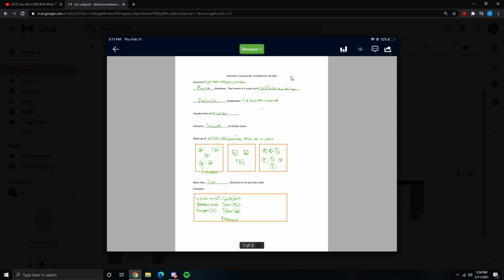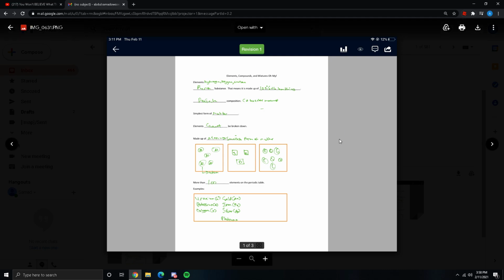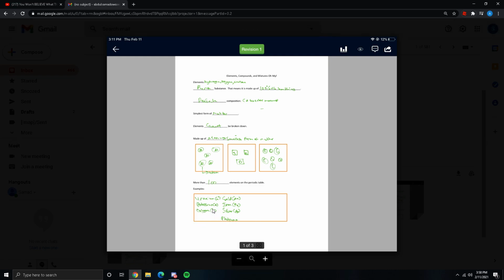I could really go in depth into this in another video later, I'm just explaining. An element is basically one thing, as you can see in this picture. And this is another example. It's basically like the periodic table. That's what an element is.